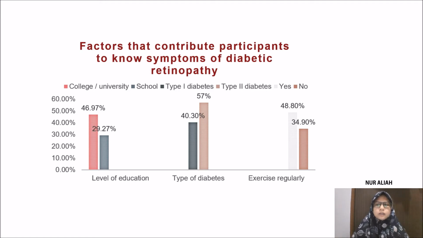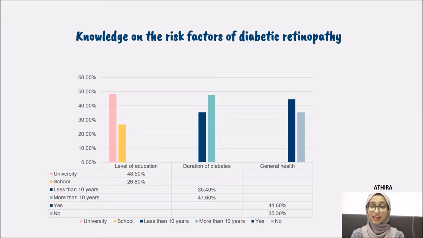From the results that have been studied, there are 43 of the participants, which is 42.2%, aware of the risk factors of diabetic retinopathy. Among them, 32 were university graduates, which was 47.6% of the total number of university graduate participants, while another 11 participants represent only 26.8% among the school leavers. This suggests that higher education may influence knowledge regarding risk factors, which causes them to be more aware.